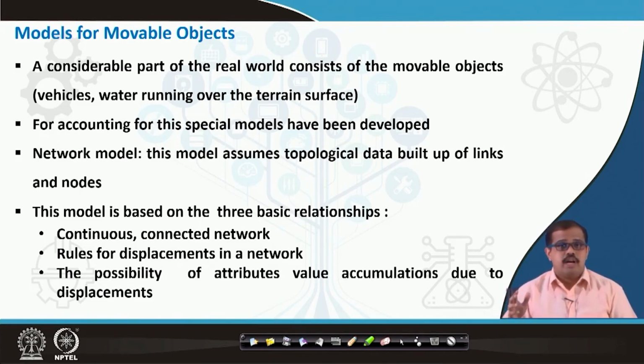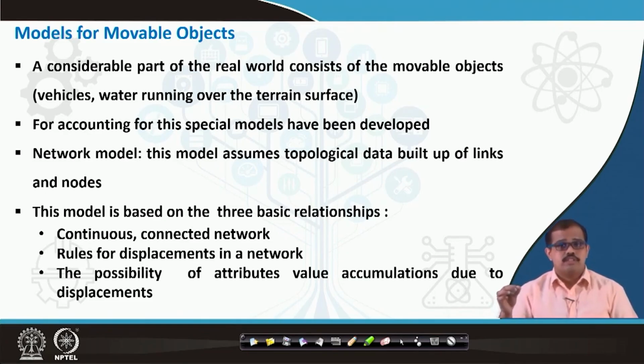For example, if you have vehicles moving on the road, that movement has to be captured by your model. Then water running over the terrain surface has to be captured by your model. So, in order to capture this, you need a certain model which can address these issues. For accounting for this, we have a model called a network model.